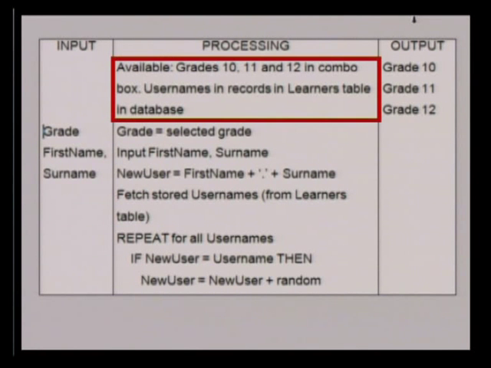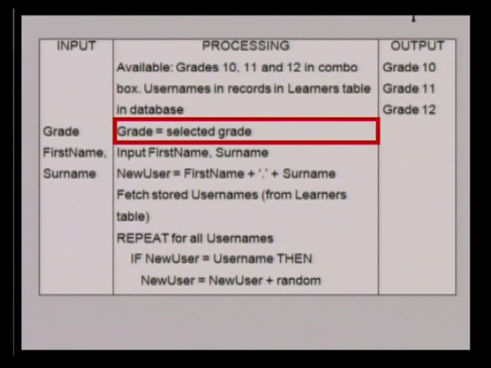Take note that the grades are shown in the IPO table as available. This means the program has access to additional data which does not have to be input by the user. All three grades are available and the user gives input by selecting one grade. Available means all data needed by the event that will not be input by the user.